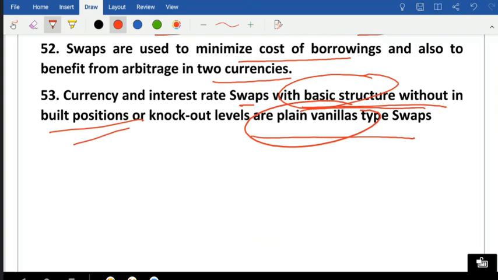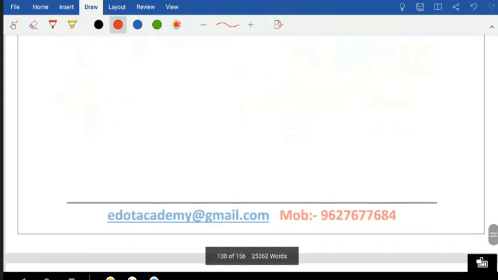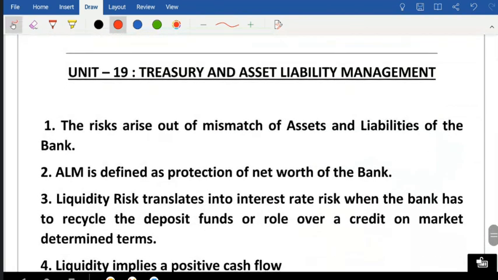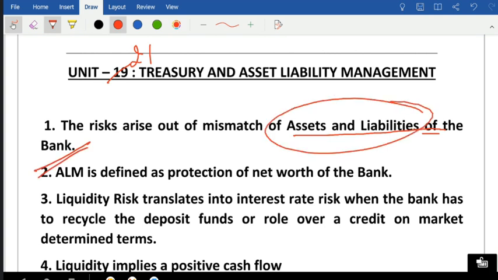Now I'll move to the next chapter. This chapter is 21, so this will be the last of your Module C. This is called Treasury and Asset Liability Management. The risk arises out of mismatch of asset and liability of the bank. The main thing is that risk may arise anytime in the asset and liability of the banking system, so this is the main function of the treasury, so that asset and liability are not mismatched.